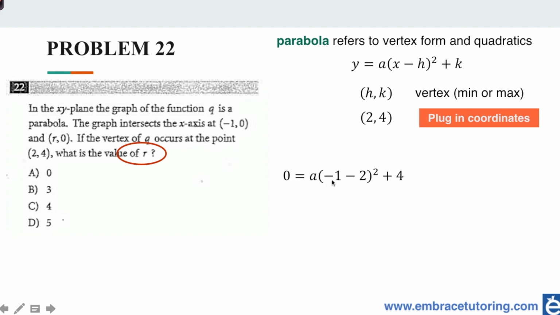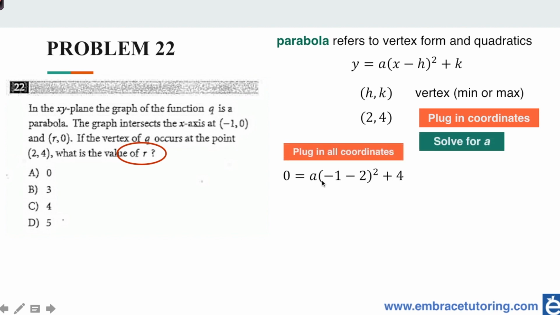The 0 and the -1 are coming from my other point, because it says the graph intersects the x-axis at (-1, 0). So I'm plugging in y equals 0, and I'm plugging in x here, as represented by my vertex form, as -1. The reason I'm doing this is I can now solve for a. And when I'm plugging in these coordinates and solving for a, I can then plug that back in to solve for the other coordinate to figure out what theoretically r should equal.